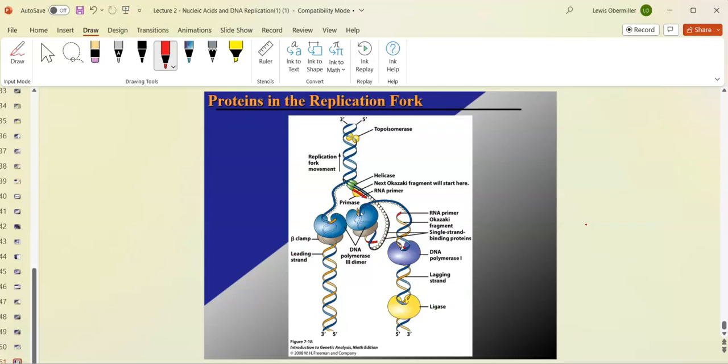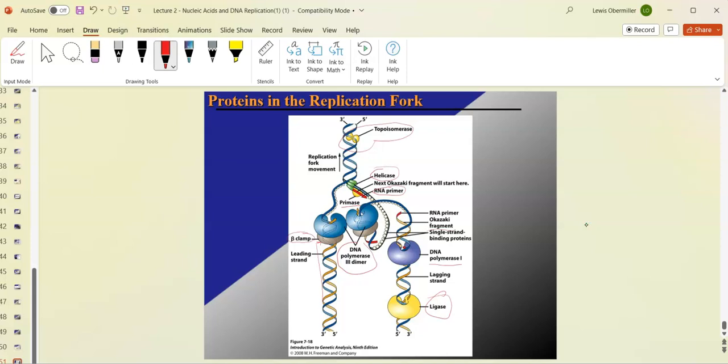So this is just an overview of all the stuff in the replication fork. We have the topoisomerases, relieving torsional stress. The helicase that's opening it up. We have the RNA primer being laid down by primase. The DNA polymerase is a dimer, like we just showed you in that video. There's a clamp called a beta clamp that holds it in place. And then here's our leading strand, and here's our lagging strand. So this is just a drawing of what we talked about. And remember, we need ligase to fill in those gaps on the Okazaki fragments.